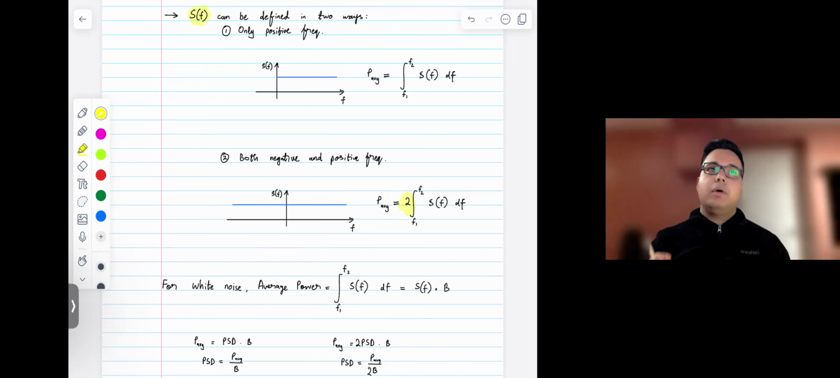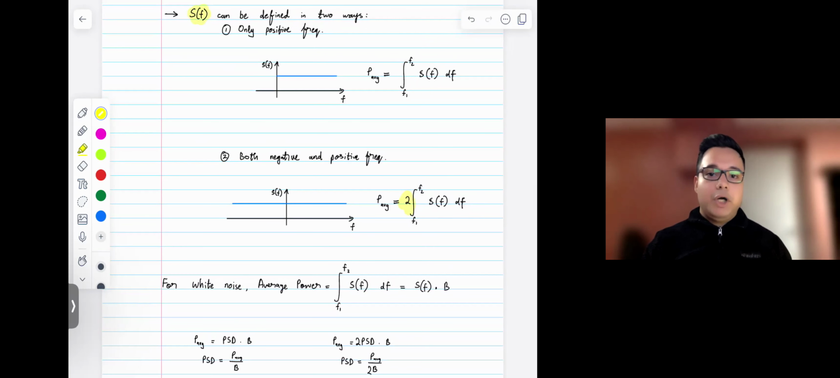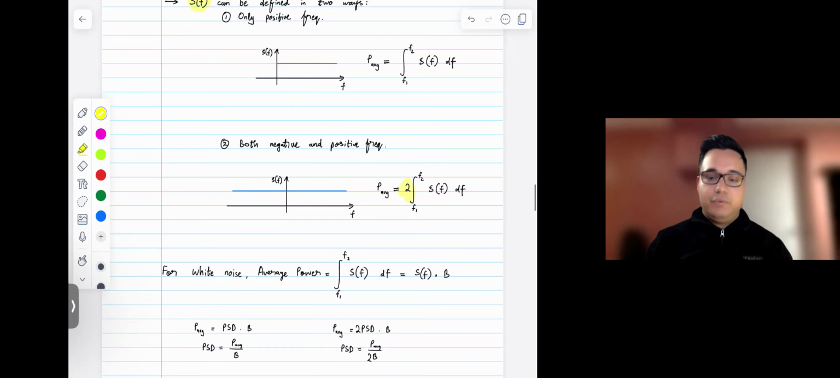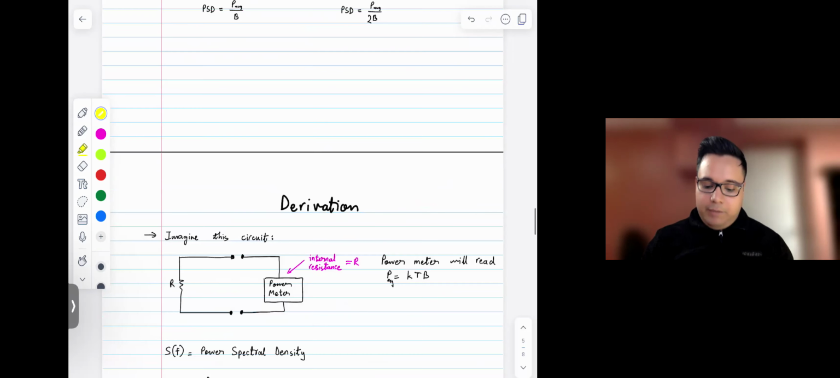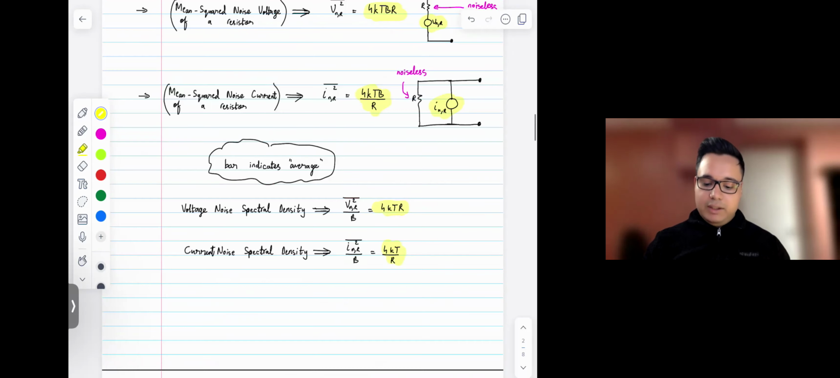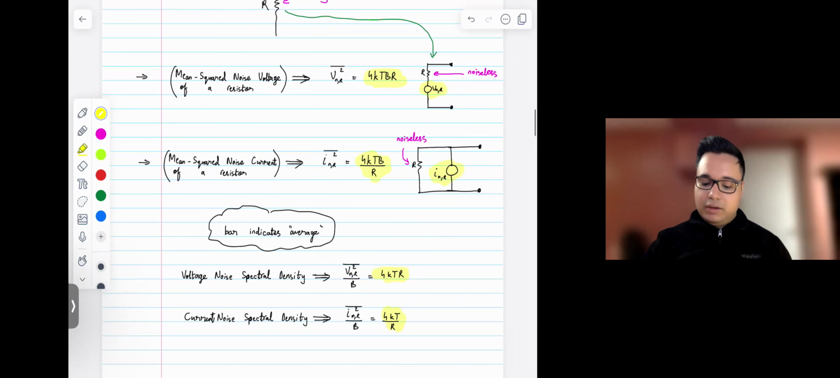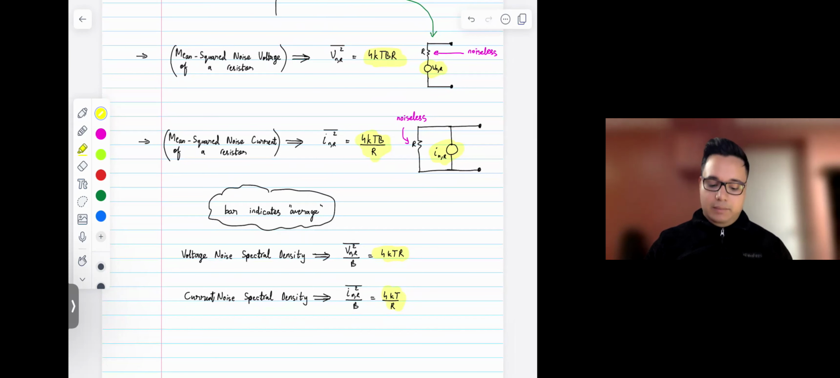Both are equivalent, and both are equally valid. It's not like one is right and the other one is wrong. They're just two different representations that are used, and so you just want to be aware of which one you're using so that you arrive at the right expressions. All right, so that was pretty much it for the content for thermal noise. But as I said previously, we had these expressions for average noise voltage in a resistor and average noise current in a resistor, and then voltage NSD, current NSD.